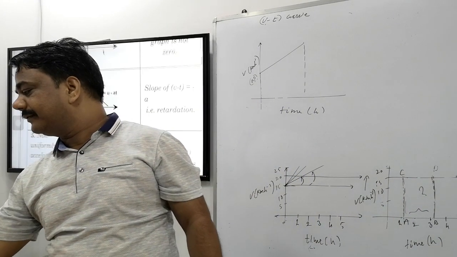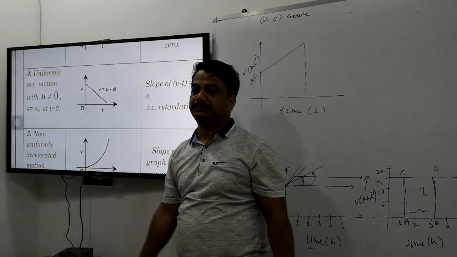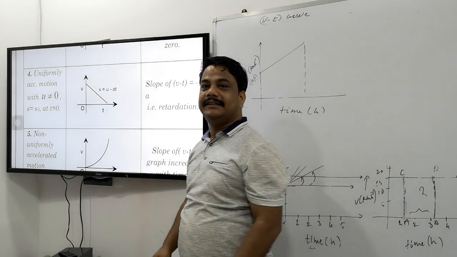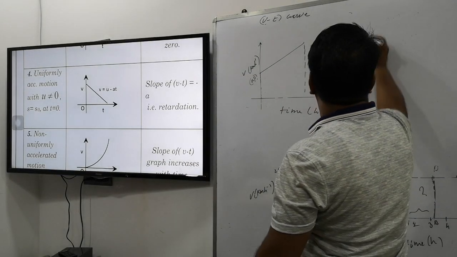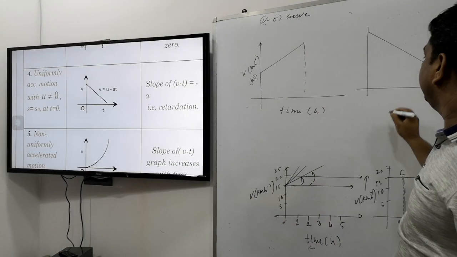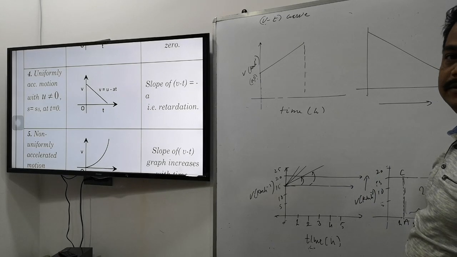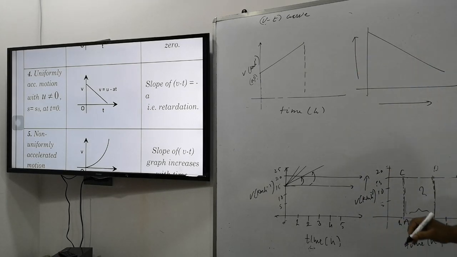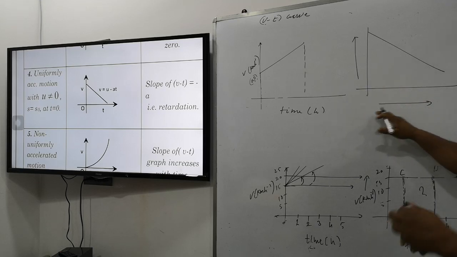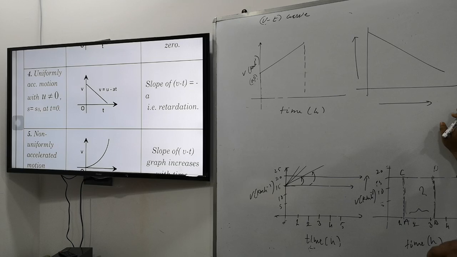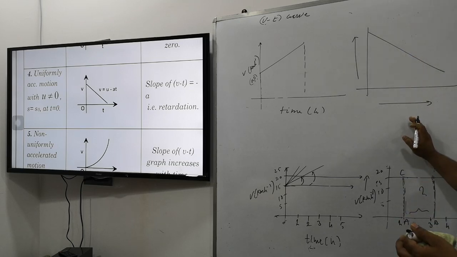Next, the next type of graph. Is the curve coming down or up with time? Up. Exactly. Time varies from left to right, and the velocity is coming down along this axis.